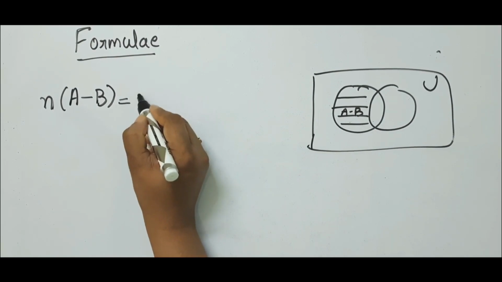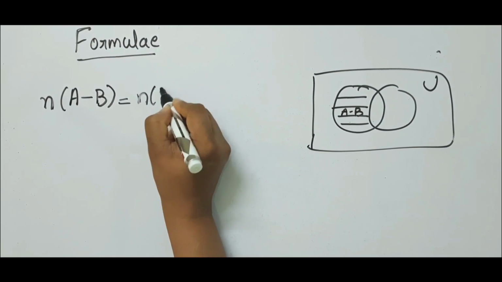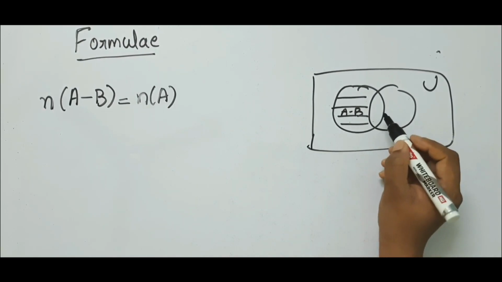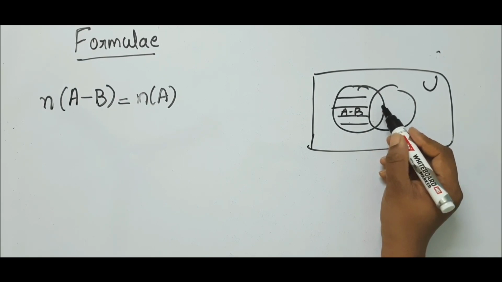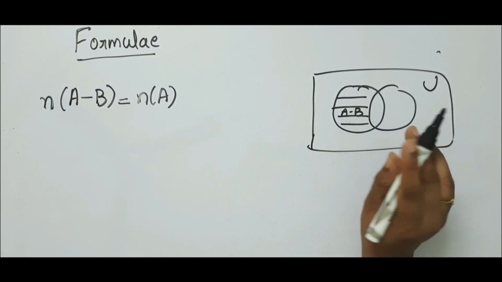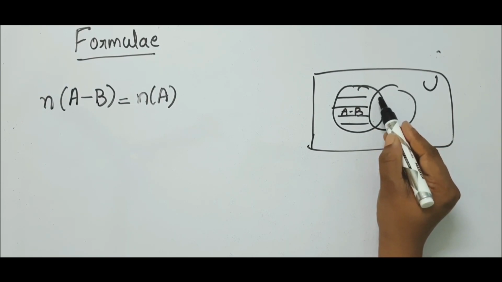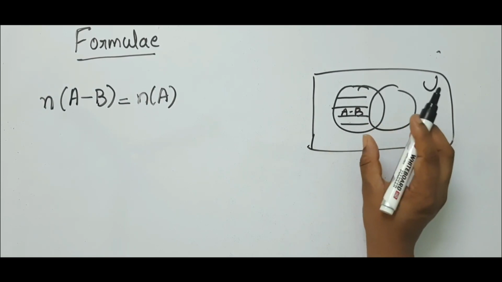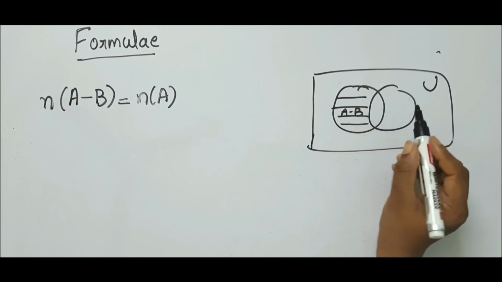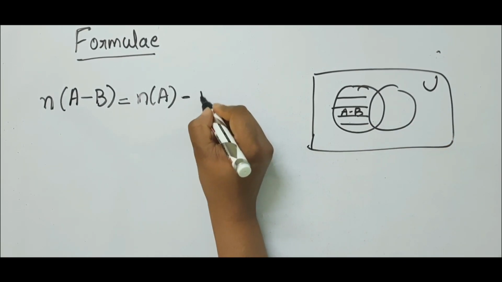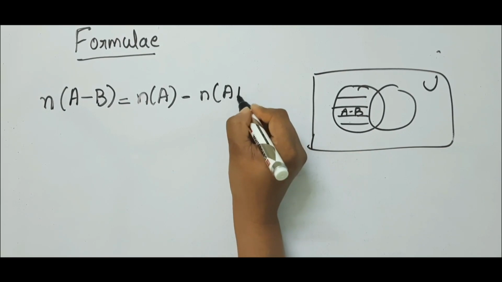So the formula will be number of elements of A. Then as we already counted the common elements, A minus B means there should not be any common elements. So these elements which are here should not be considered. Is it not? So just keep a minus sign. Number of elements of A intersection B.